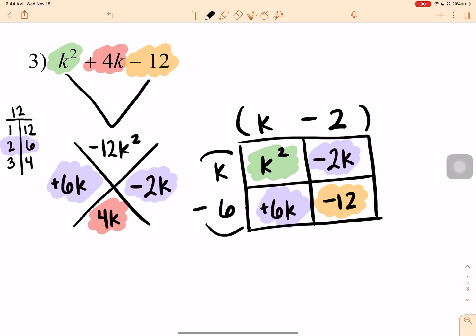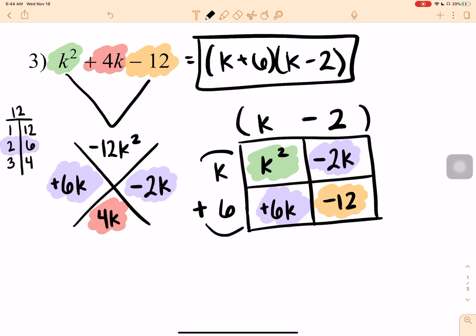So negative 2. And again, you can check, is 6 times k 6k? Yep, right? 6 times negative 2, is that negative 12? Yes, it is, right? k times negative 2, is that negative 2k? Yes, and so on, okay? So our final factored form here is k plus 6 times k minus 2. So be sure to pause before I move on.